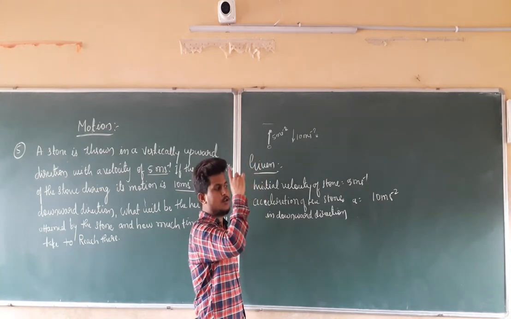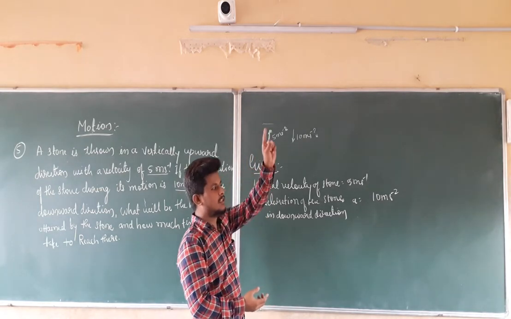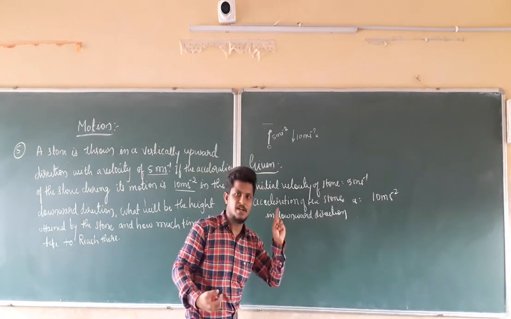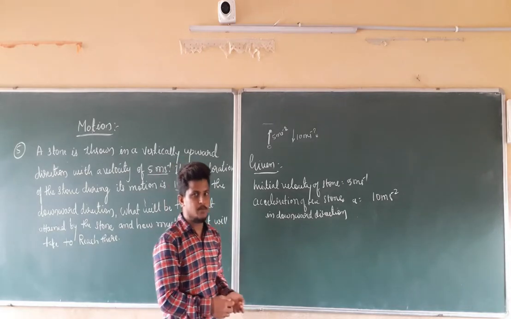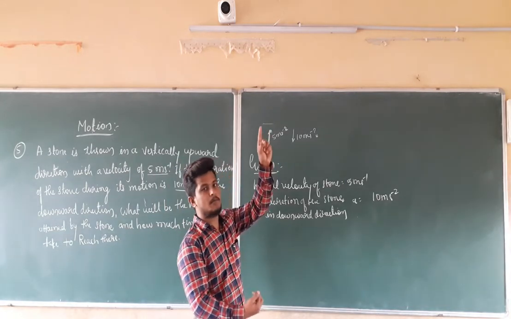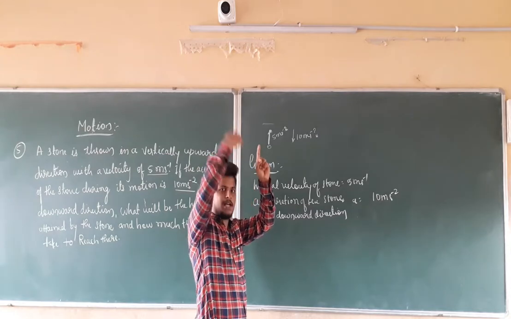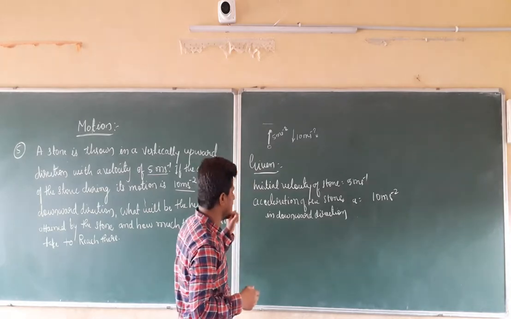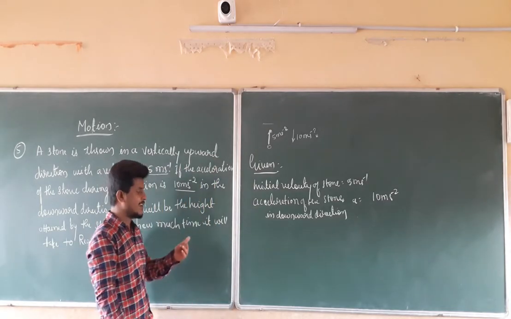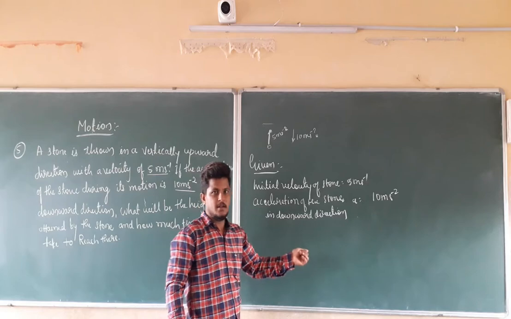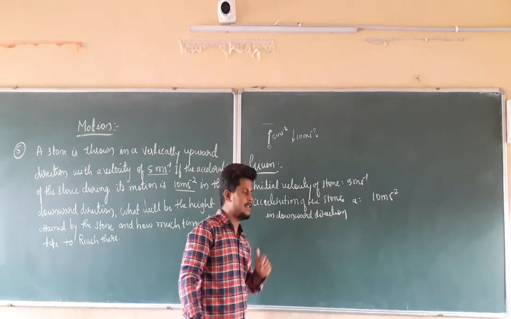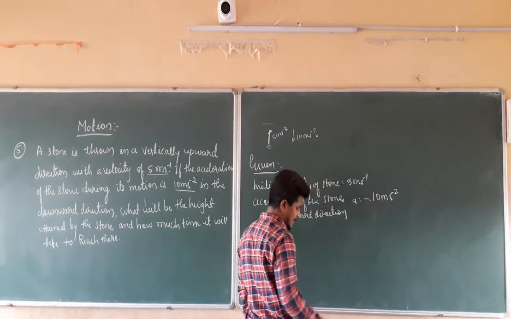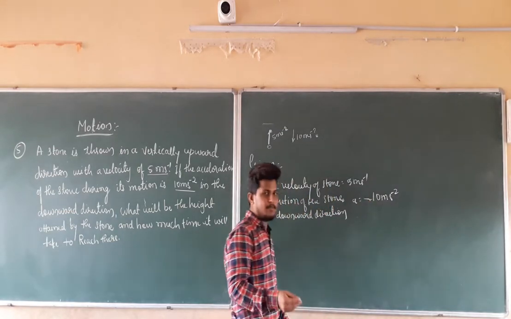That means there is a negative force acting on it. If it is going in the upward direction and the acceleration applied is in the downward direction, it is going to reduce the speed of the stone. So we can take the acceleration as negative. Always remember that whatever acceleration acts on a motion, if it is in the opposite direction, it will be negative. So we have to take the acceleration as minus 10 meter per second square.